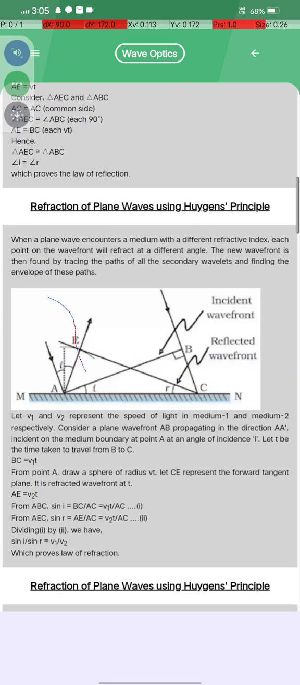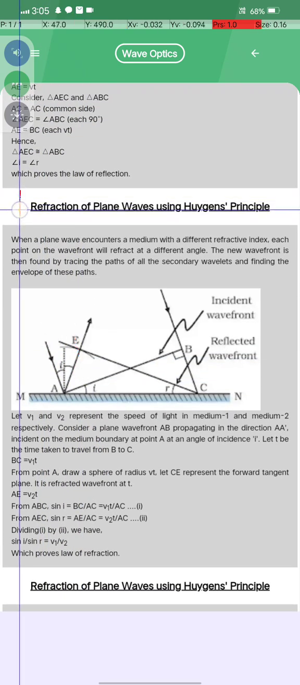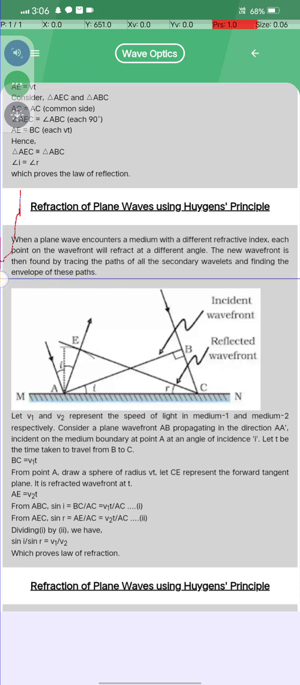यहाँ तक कोई दिक्कत? Reflection of plane waves using the Huygens principle. देखो, when a light plane wave encounters a medium with a different refractive index, each point of the wavefront will reflect at a different angle, and a new wavefront is then found by tracing the path of all secondary wavelets and finding the envelope of these paths.